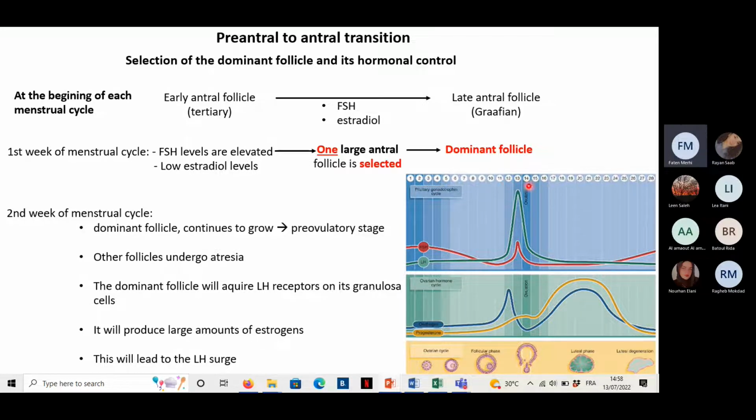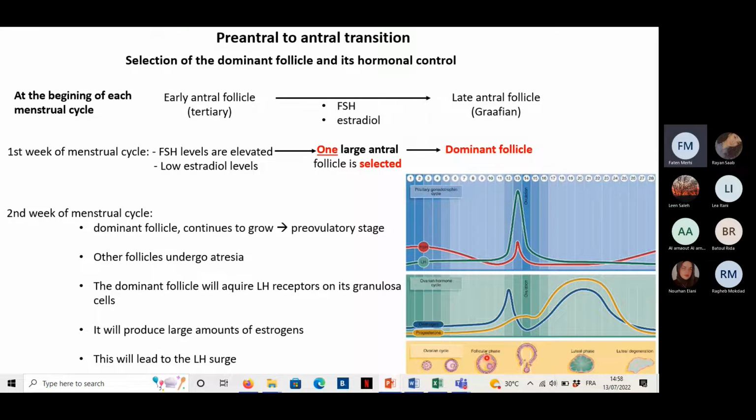Now, normally the menstrual cycle lasts for 28 days and the ovulation occurs at the 14th day. The phase before the ovulation is called the follicular phase, and the phase after the ovulation is called the luteal phase. So here we have the follicular phase where we have the follicular development, then we have the ovulation, then we have the luteal phase that we will talk about later. Now, we are still in the follicular phase here.